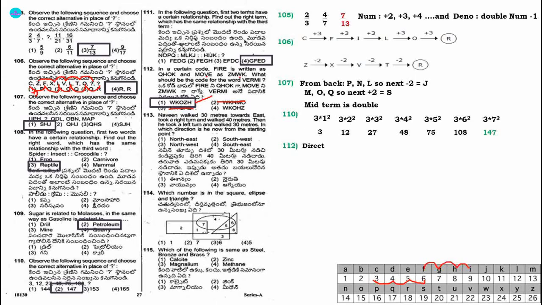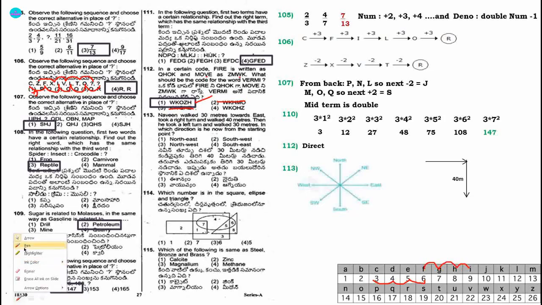Now Naveen walked 30 meters towards east. So now what is he saying? Naveen walked first 30 meters towards the east. Next, he took a right turn and walked 40 meters. Again, he took a right turn. Here, first he walked 30 meters towards east, because this is east, I'm writing here. Then he took a right turn. This is left, this is right. So he took a right turn and then walked 40 meters.